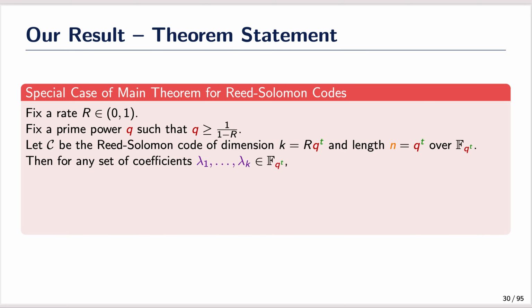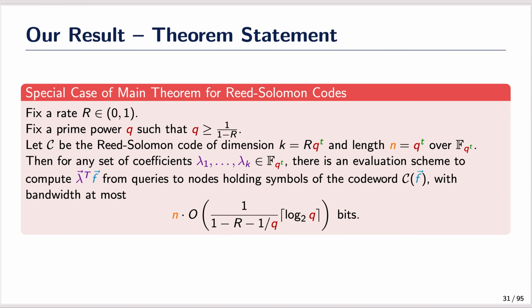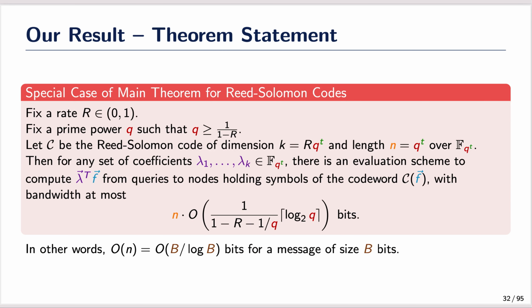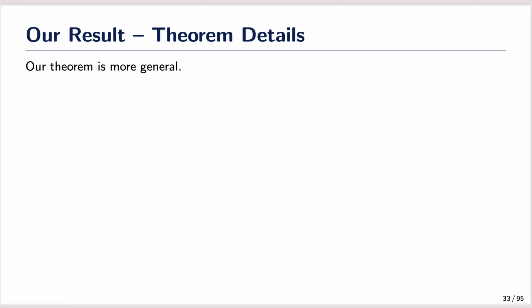So for any set of coefficients, lambda 1 through lambda k, we can compute lambda transpose f, where f is your message vector, by making queries to these nodes. And the total bandwidth cost is just proportional to t in bits. And if you think of q as a constant, then this is like b over log b bits, if the total message size was b bits. So this is our result, and it, of course, is a bit more general than this.